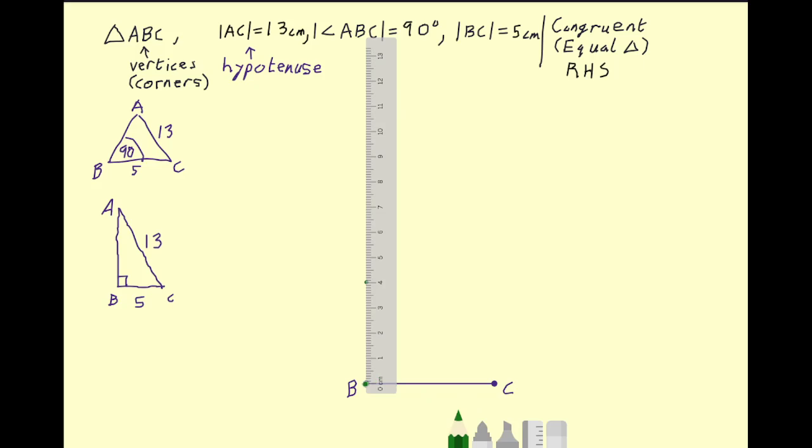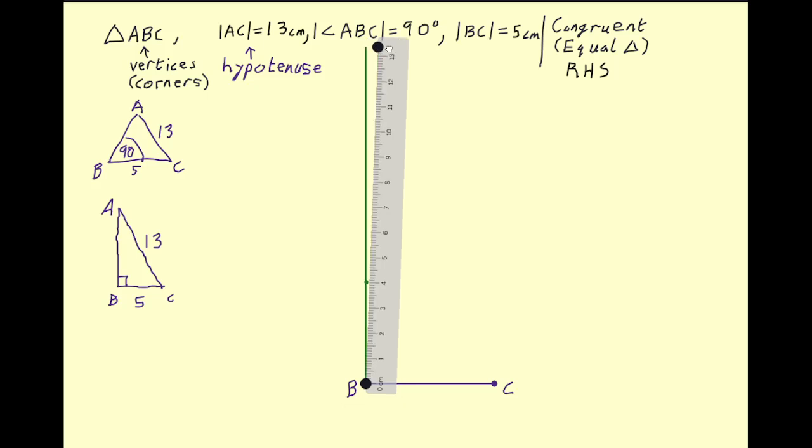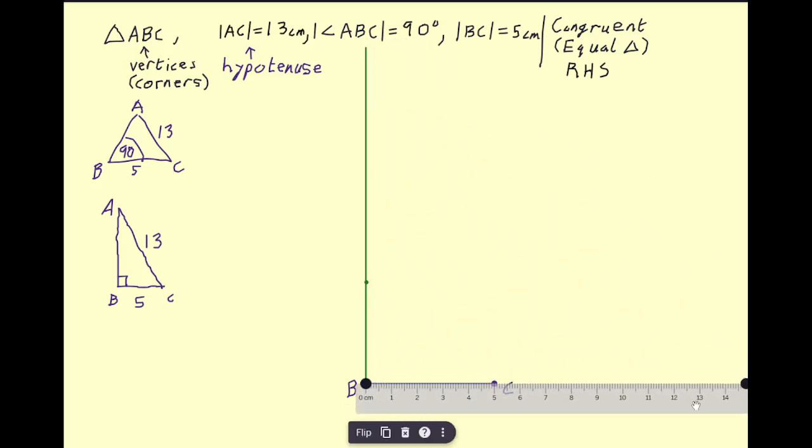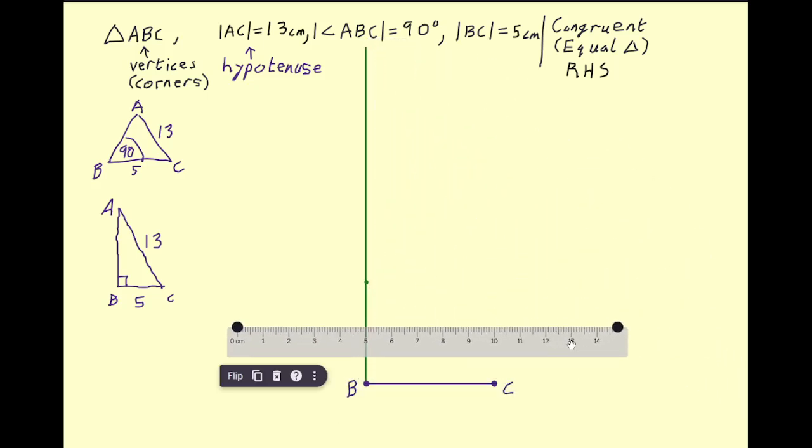We know that A is going to be somewhere along that line, because we know A is going to go perpendicularly up from the line segment BC. What else do we know about it though? It's going to be 13 centimeters away from C. So how would I get that on my, how would I figure out where that was?